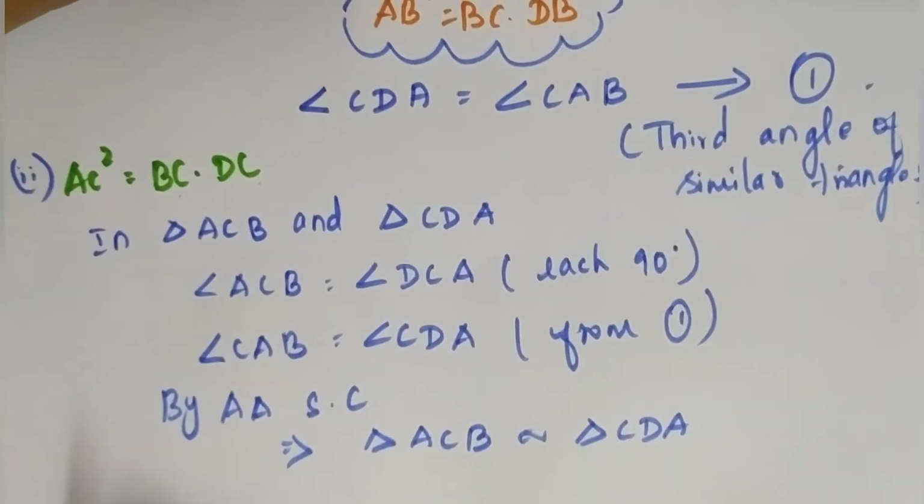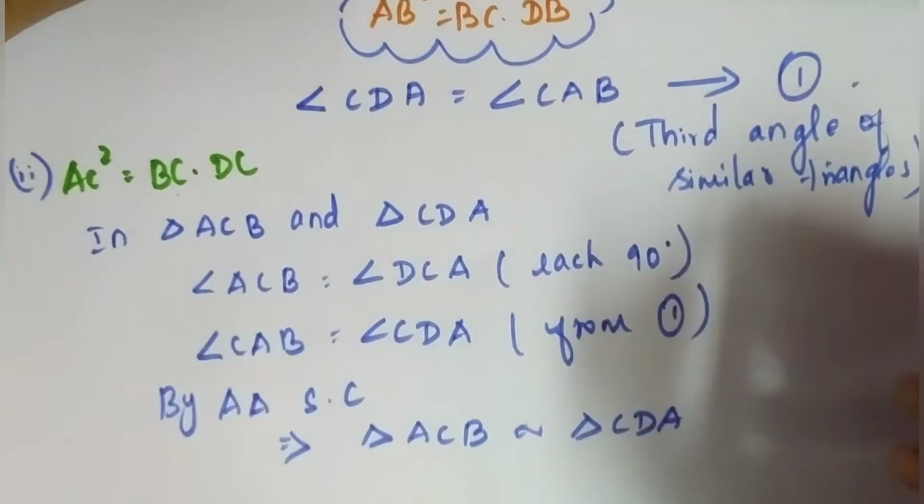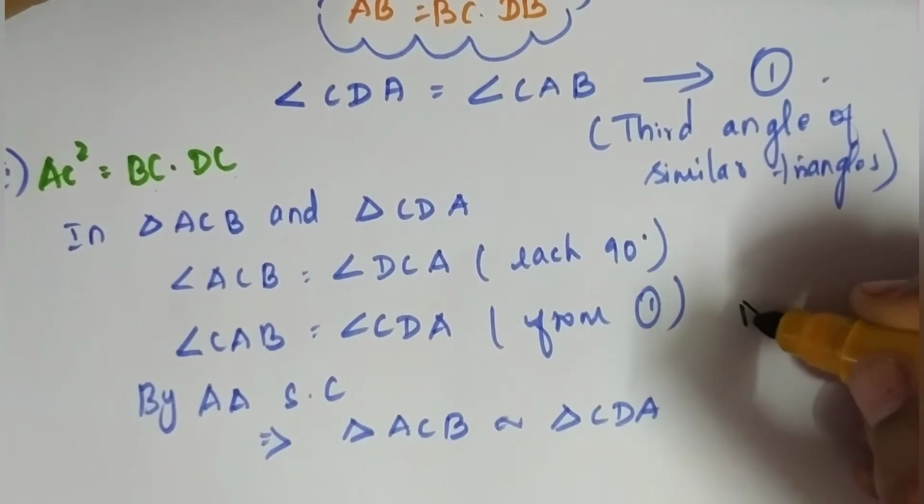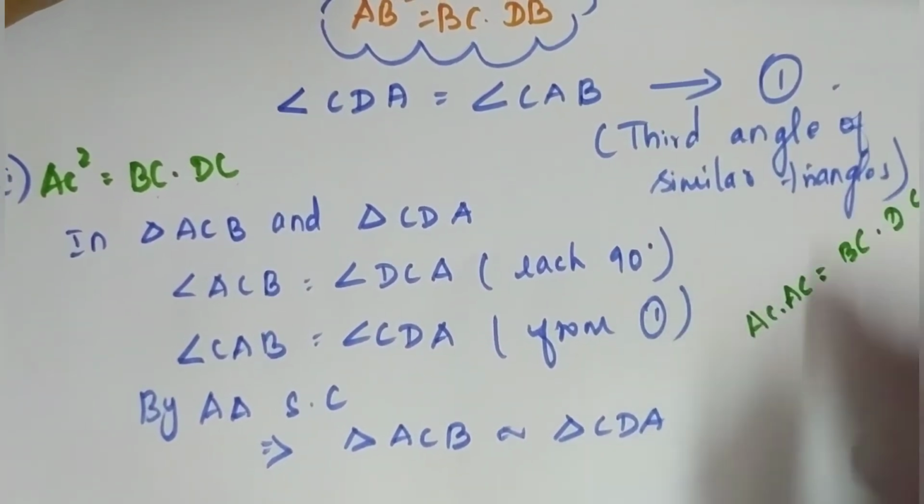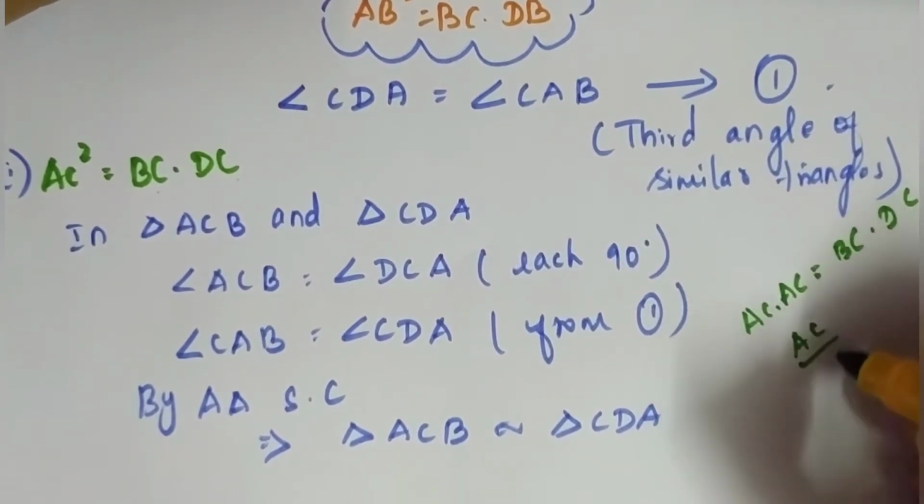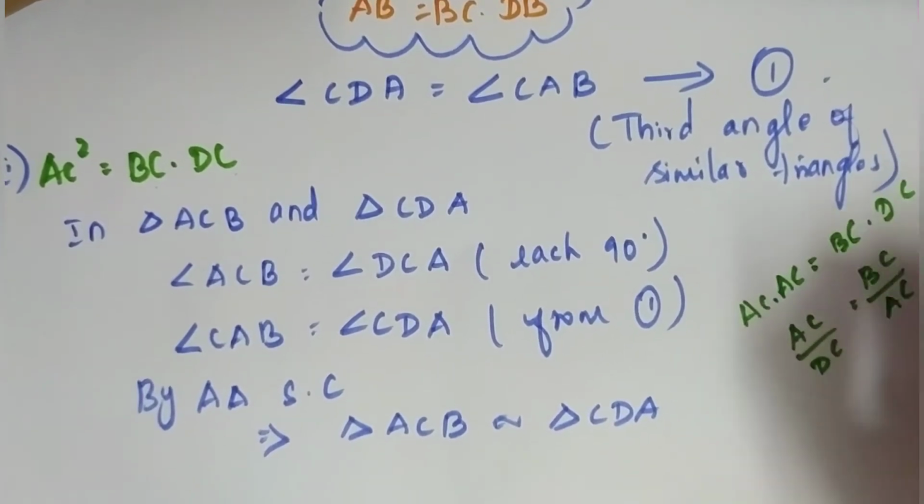So from this, I am going to write the corresponding sides. AC into AC is equal to BC into DC. So DC is in the second triangle, so you have to shift that: AC divided by DC is equal to BC divided by AC. Clear?